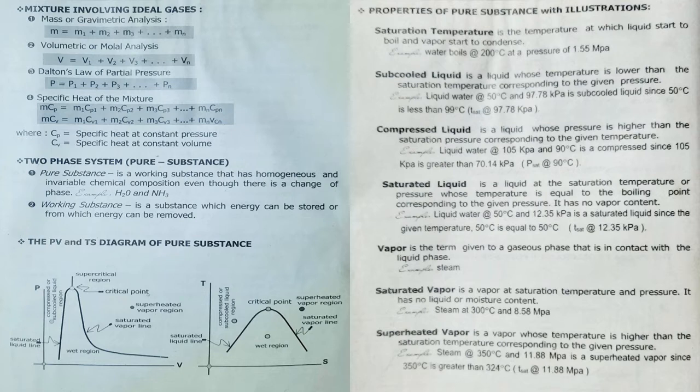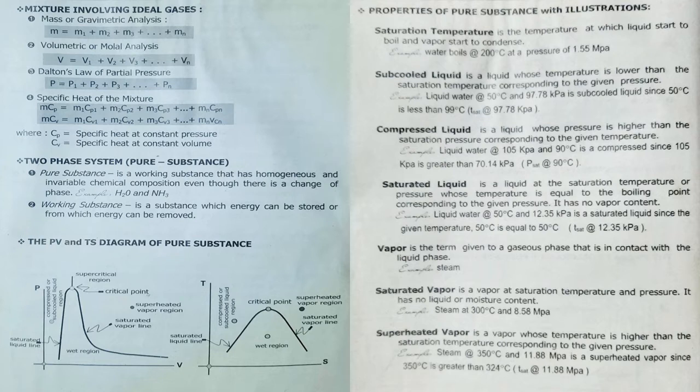Again, the same with your TS diagram. Your saturated line is the one with a bump. This line up to there is your saturated liquid line. Again, this region is the compressed or subcooled region. That is the critical point again. You know why it is the critical point there? Then this line is your saturated vapor line. Above that line is your superheated vapor region. Again, the one in the middle is the wet region or mixture.